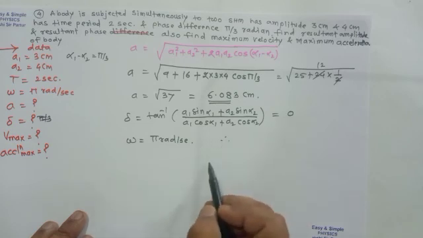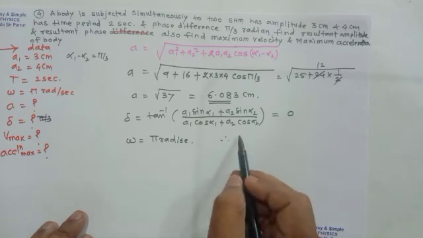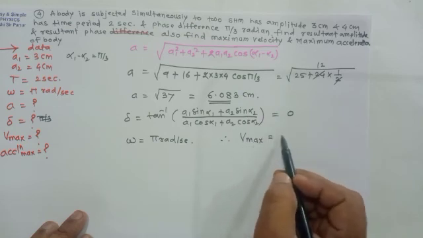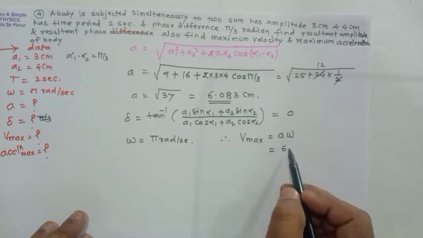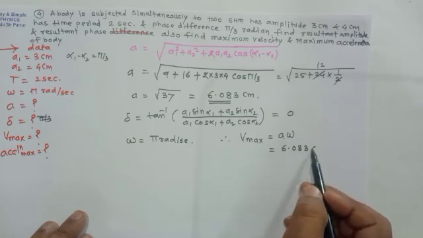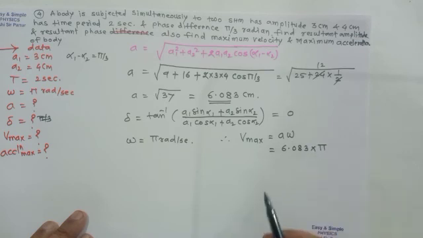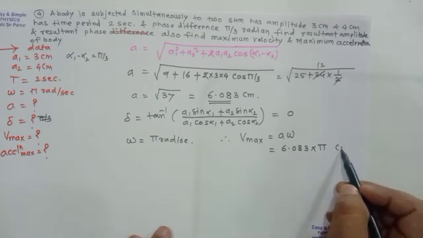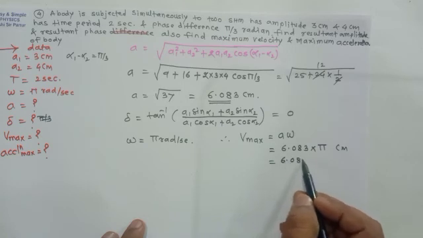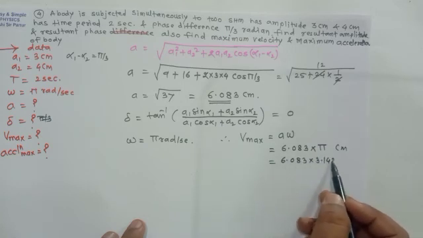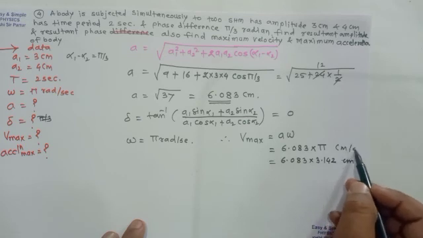So we know that maximum velocity will be a omega. So the value will be 6.083 multiplied by pi. So here 6.083 pi meter per second or centimeter per second, that is the velocity. But if we put the value of pi, it is 6.083 multiplied by 3.142 centimeter per second.